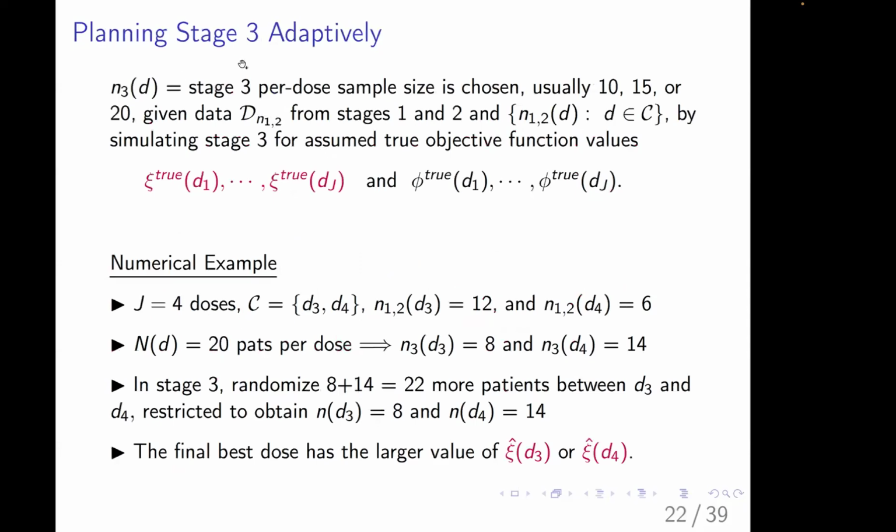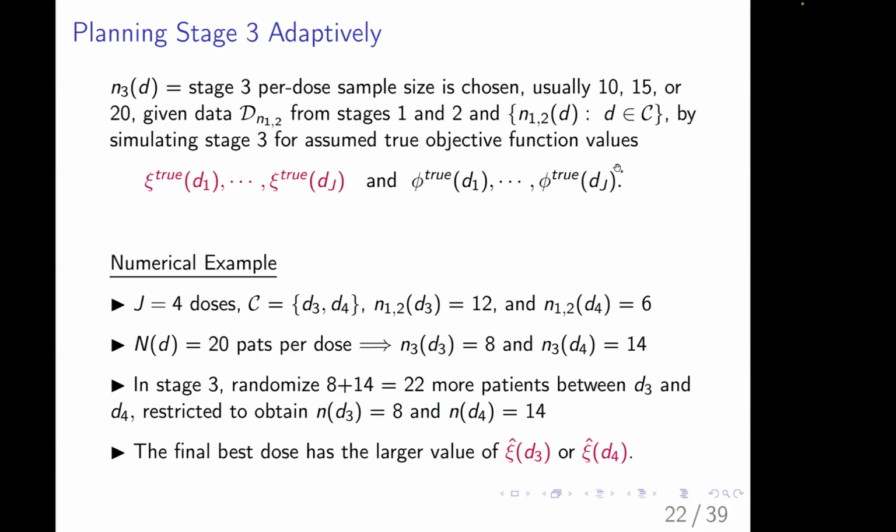So planning stage 3 adaptively, there's this whole business that we go through where we say, well, n sub 3 of D is the stage 3 per dose sample size, and it's usually 10 or 15 or 20 or something like that. And the way we pick it is we do a little mini simulation. We simulate stage 3 for assumed values of the true objective function. So now you're in the middle of the trial and you're saying, well, I've got my data from stages 1 and 2. What is stage 3 likely to look like?